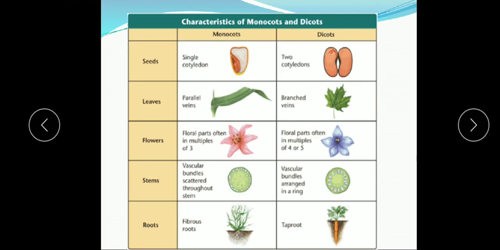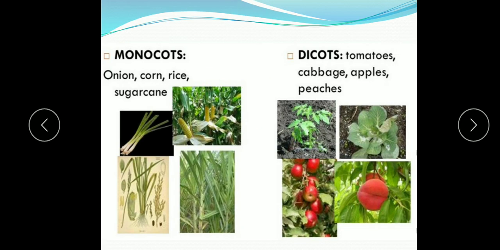Now one more feature is the secondary growth. Secondary growth is absent in the monocot and present in the dicot plant. That we will study in detail. Now some examples of monocots are onion, corn, rice, sugarcane, banana, maize and bamboo. All of these are monocot plants. And dicots are tomatoes, cabbage, apples, peaches, gram, bean, mango and guava. All these are dicot plants. So this is the difference between the monocot and dicot.